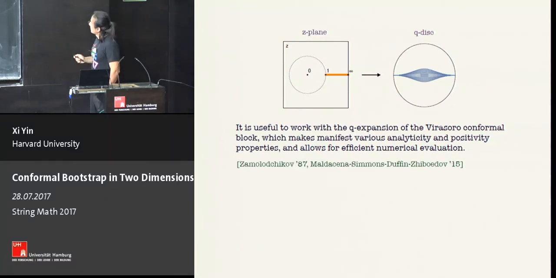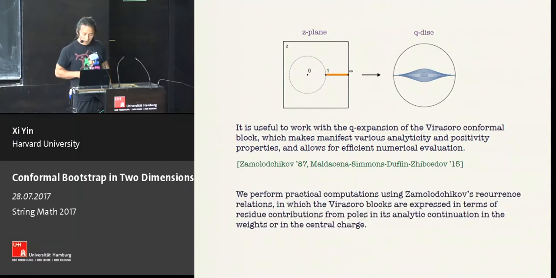This was first observed by Zamolodchikov in '87, but this point was emphasized in a very nice recent paper from a couple of years ago. In fact, the practical numerical computations of the conformal block that we do make use of Zamolodchikov's recurrence relation, which is an efficient way to compute this Virasoro block as an expansion in this q parameter. That makes use of some of the analyticity properties of the block when continued back to the central charge or back to the weights. I'll mention a little bit of that later.